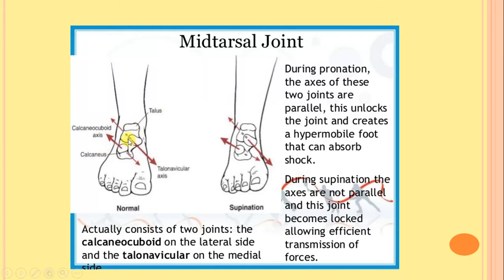In this diagram, you can see we are standing with the straight foot, a normal one, and these two axes are not crossing each other. But here the right foot is inverted. Supination is mainly used at the upper limb for the hand, but in the lower limb it's inversion. Here you are seeing that these axes are crossing each other.